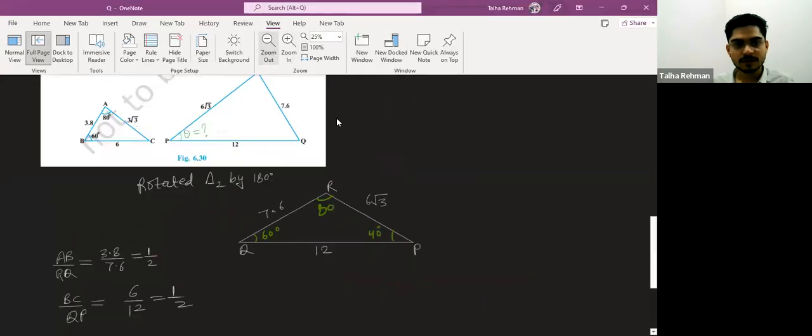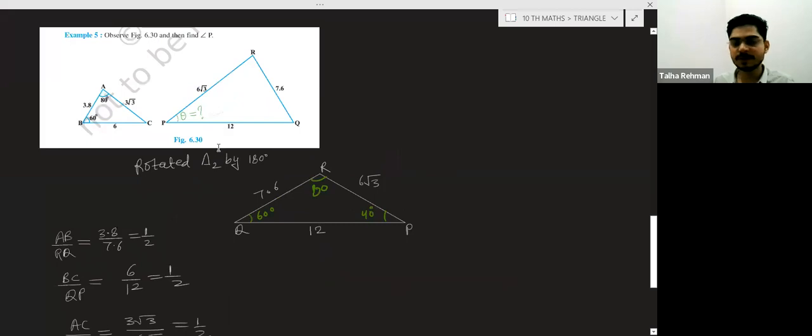Azaan, have you understood this concept? Question? Yes. I have just rotated the triangle so that we can take the ratio of the corresponding sides.